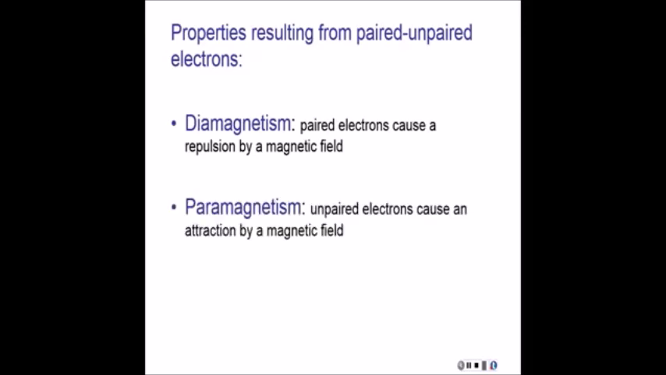Paramagnetism: unpaired electrons cause an attraction. So paramagnetic elements are those that can be held by a magnetic field, and they all have unpaired electrons in the last orbital. And if you have a lot of unpaired electrons, we have what's called ferromagnetism, strong attraction by a magnetic field.